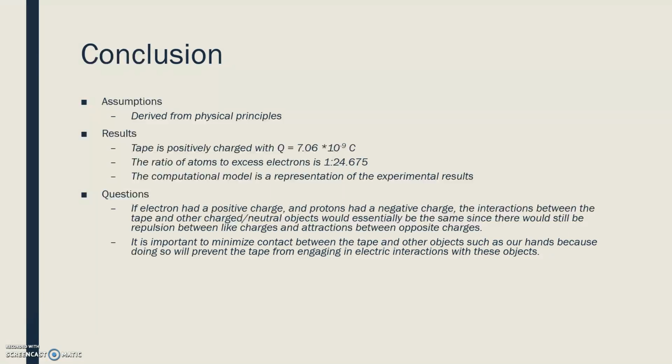And the second question that arose in performing this experiment is if it's important to minimize the contact between the tapes and other objects, and why. And I believe that it is important to minimize the contact between tape and other objects because it will prevent the tape from engaging in electric interactions with such objects.